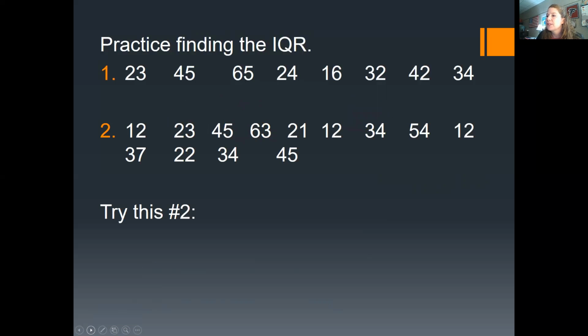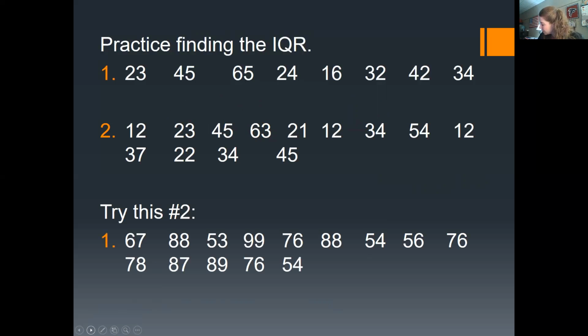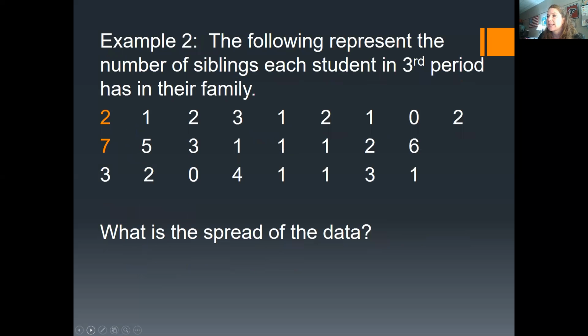The third one, the try this number 2, I did do earlier, and I got the lower quartile is 56. The upper quartile is 88. So the interquartile range is 33. So just practice a few of those, okay?